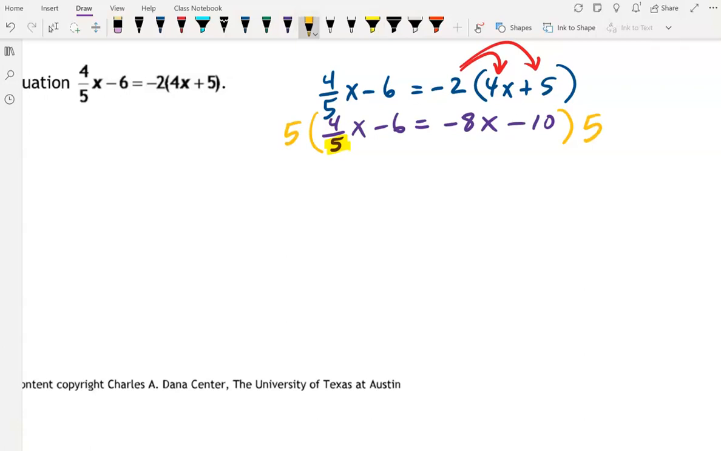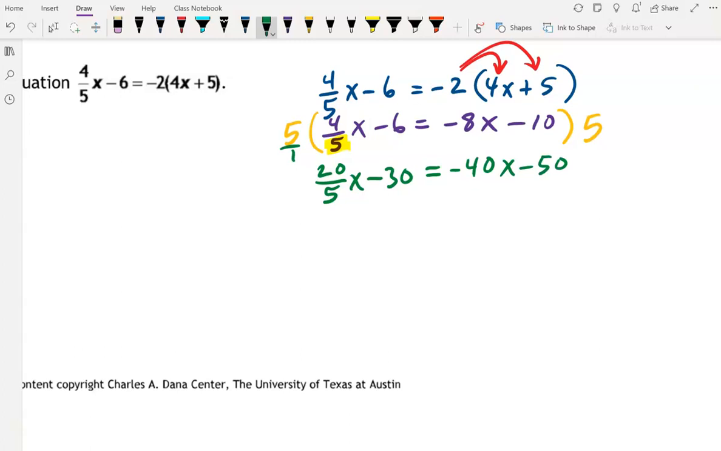Now remember, I have to multiply everything in there by that. So, for example, 5 times 4/5. So remember, that's 5 over 1, right? So 5 times 4 is 20. 1 times 5 is 5, and that x has to come with. Now, 5 times negative 6 is negative 30. 5 times negative 8 is negative 40x, and 5 times negative 10 is negative 50.